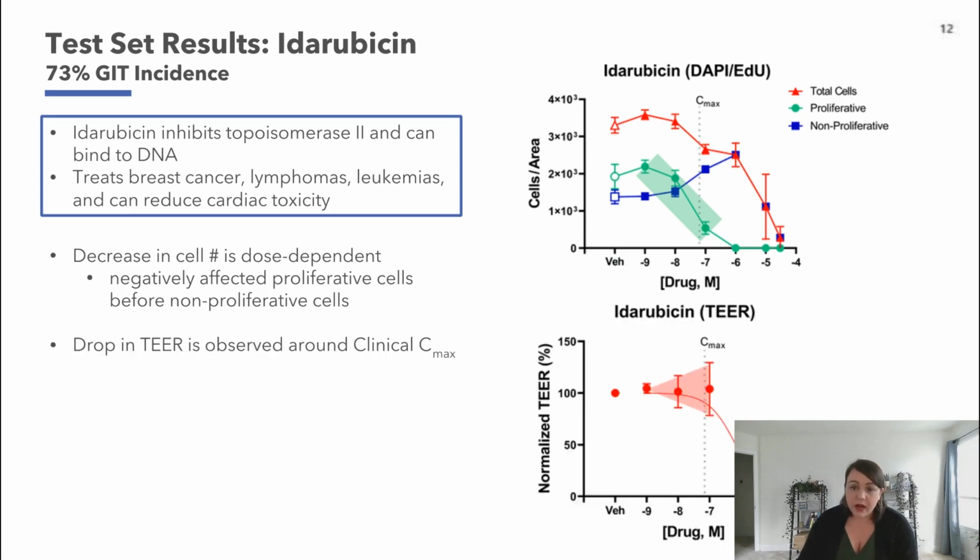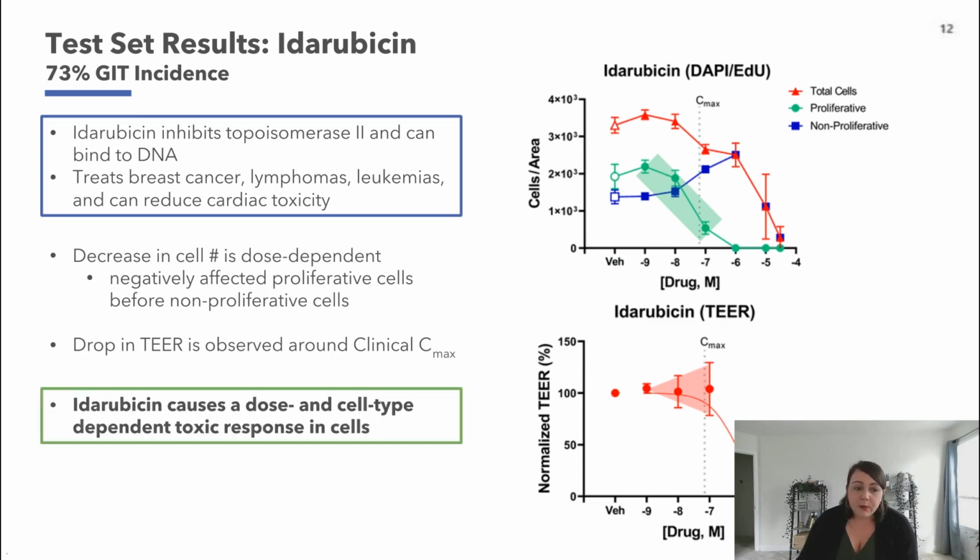We can also look at what concentrations of this compound caused barrier function defects. So remember here, what we're doing is saying, are these cells making a barrier at the end of the assay? And you can see where we've highlighted the Cmax on the dotted line in this bottom graph, that the normalized TEER does start to drop, and at 10 to the negative sixth and higher, we actually do not have barrier function. And this is very indicative of when the total cell number is decreasing in the top graph. So from this data, we can conclude that idarubicin causes a dose and cell type dependent toxic response in these cells.